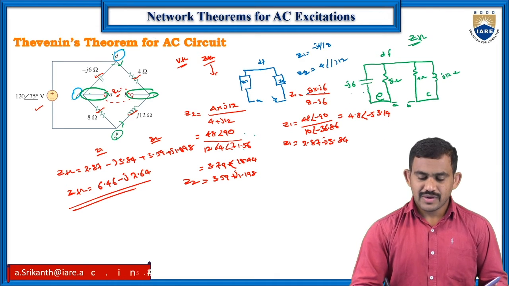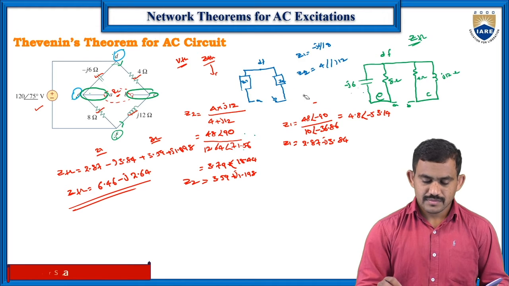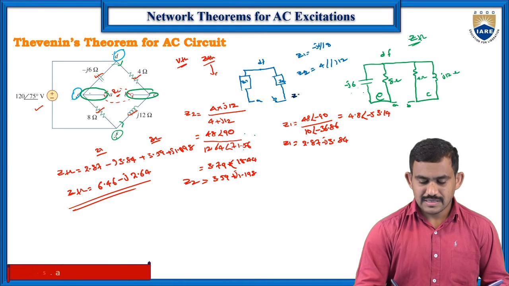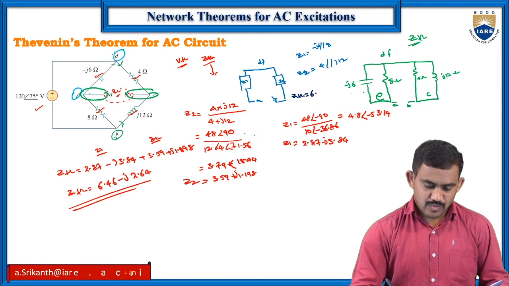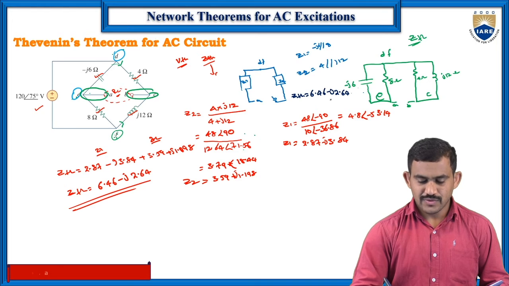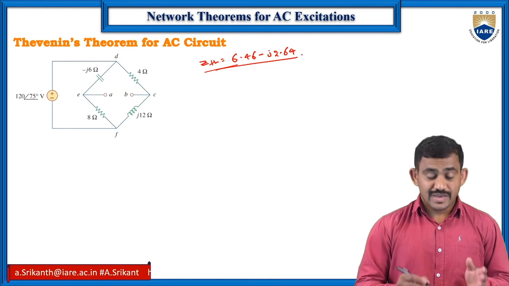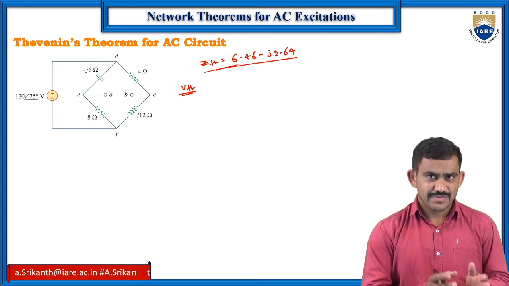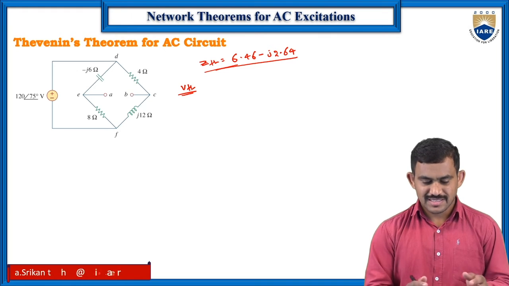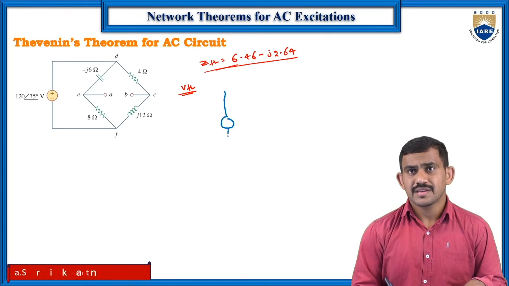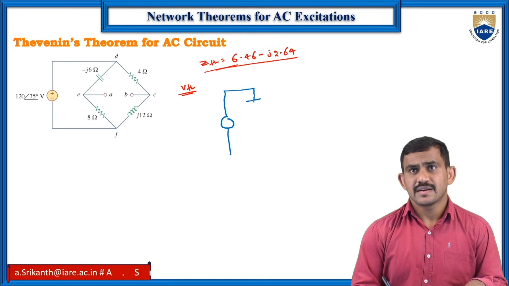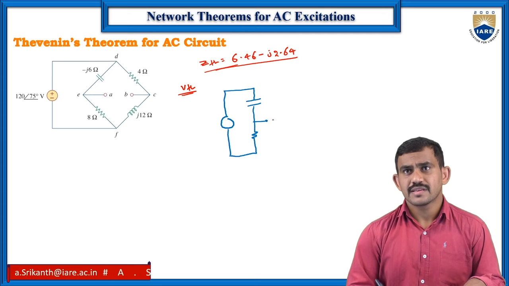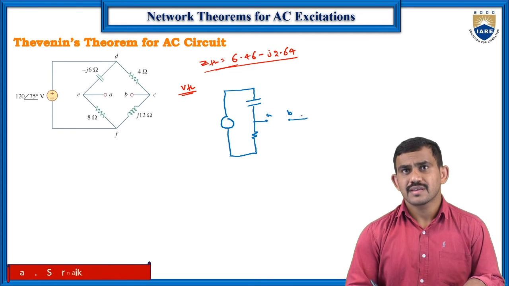So for this circuit, your ZTH value is 6.46 minus J 2.64. This is your ZTH value. Now I want to find out the VTH. For VTH, I want to draw the same circuit in an easy manner. Just observe now. Voltage source is as it is. Now I have one capacitor here and one resistor. Same circuit, here A and here B. Remaining as it is.